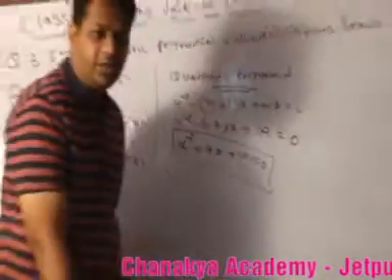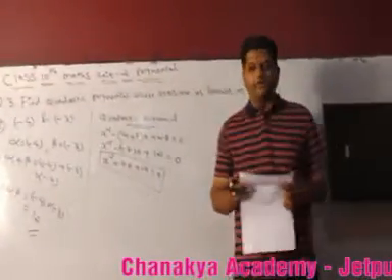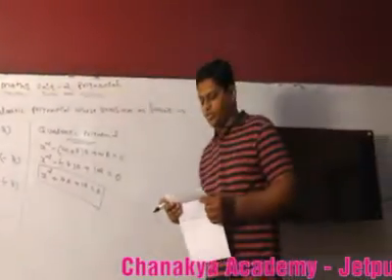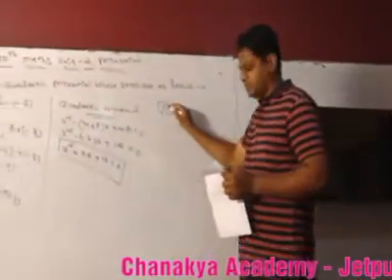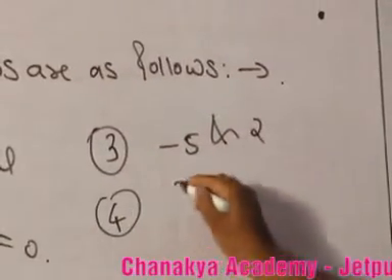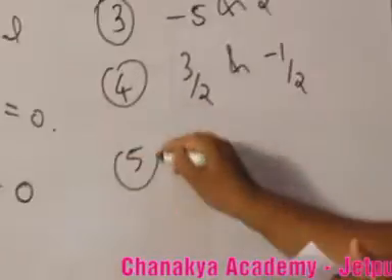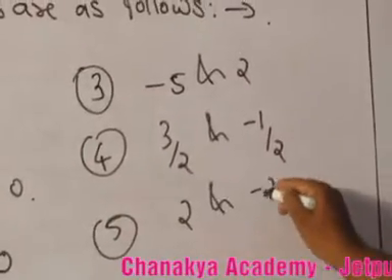Now for practice, I am providing you a few questions. We have already practiced questions 1 and 2. Now moving to question number 3 for practice: minus 5 and 2. The fourth question will be 3 by 2 and minus 1 by 2. The fifth question will be 2 and minus 2 by 5.